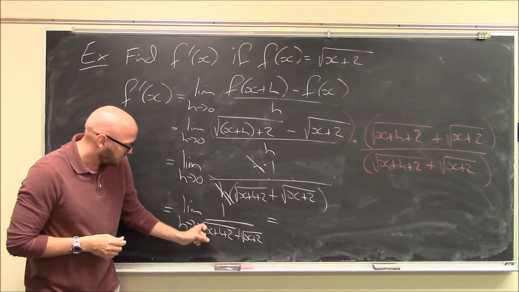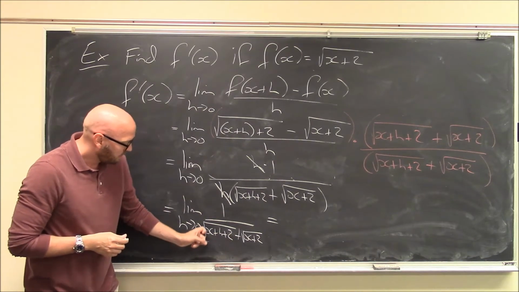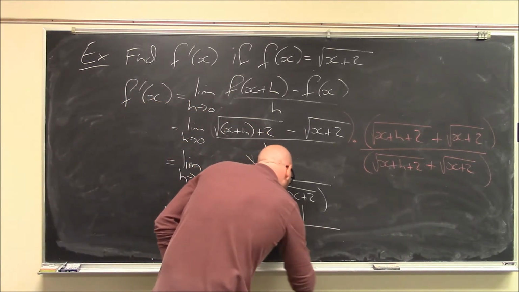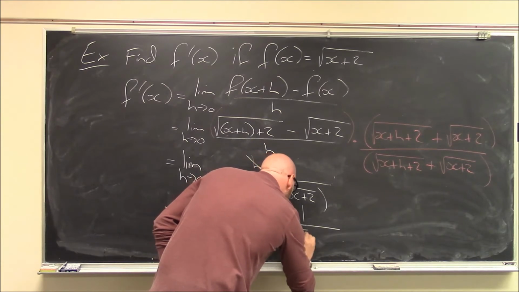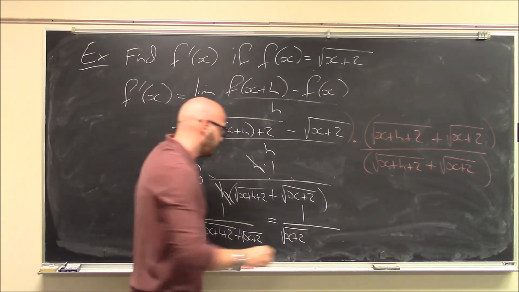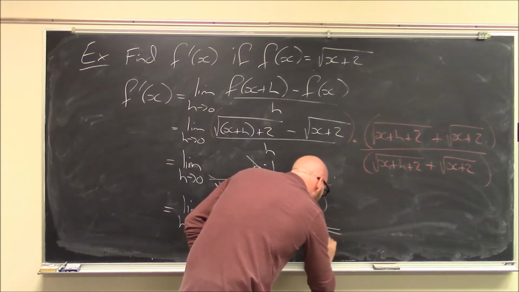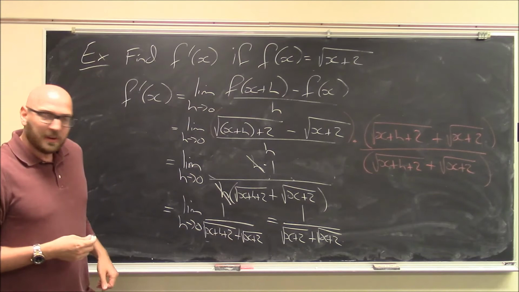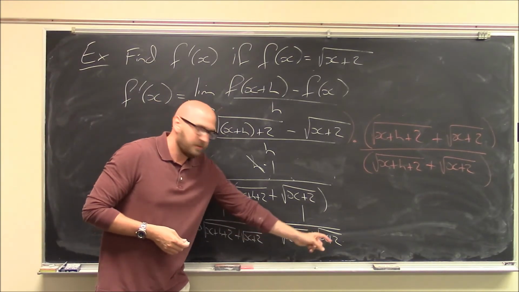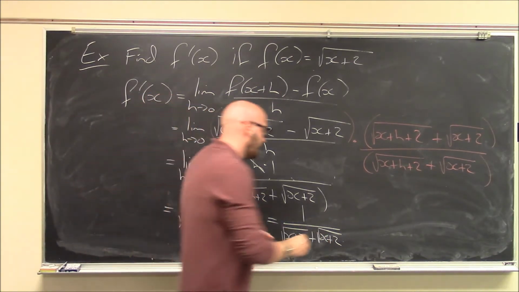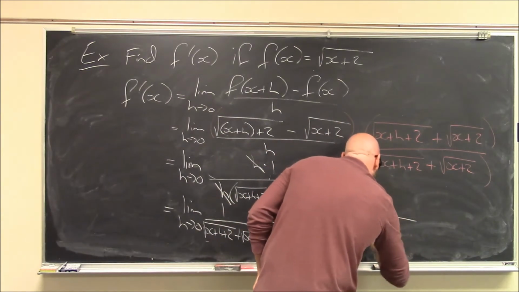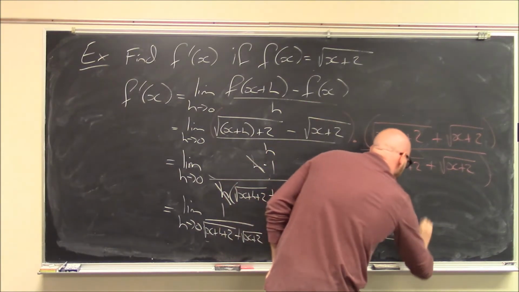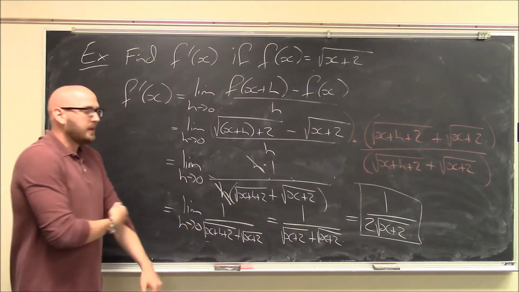And what do I have? I've got the square root of x plus 2. Sorry about the handwriting here. Square root of x plus 0 plus 2, so square root of x plus 2, plus the square root of x plus 2. And we're done, but it's written in sort of an ugly form. I have two of them. Just add them together. That's 1 over 2 times the square root of x plus 2, and there's our derivative.